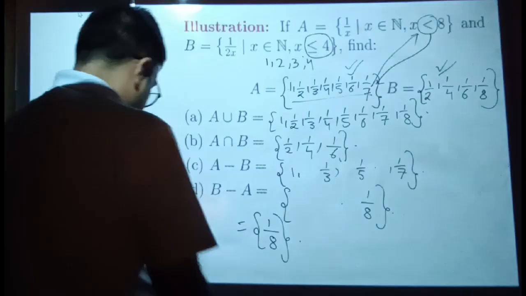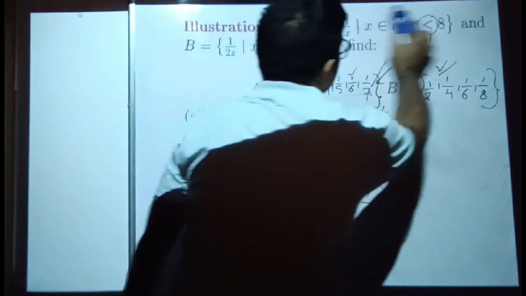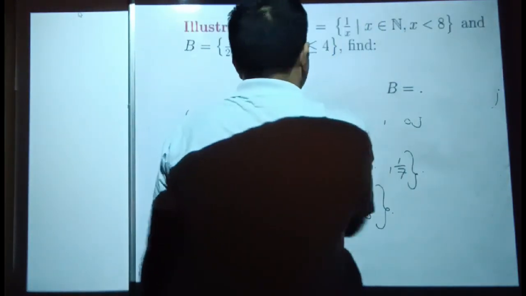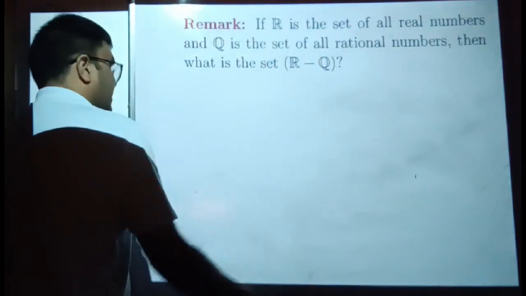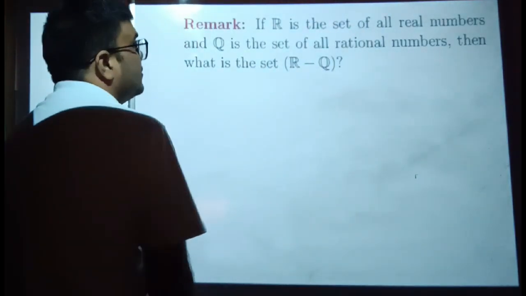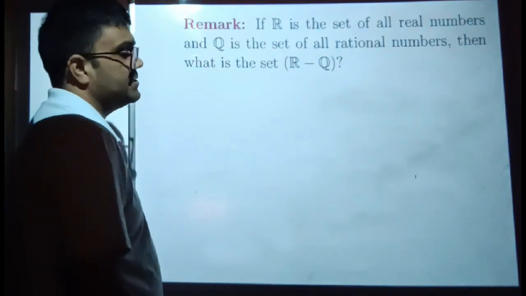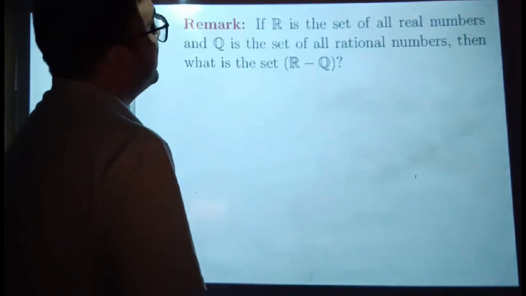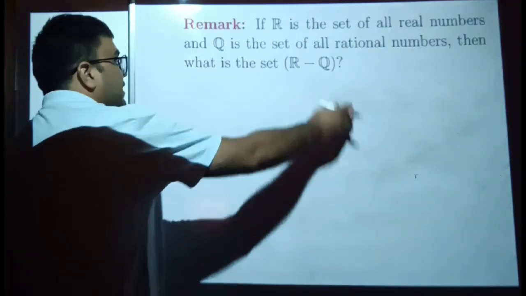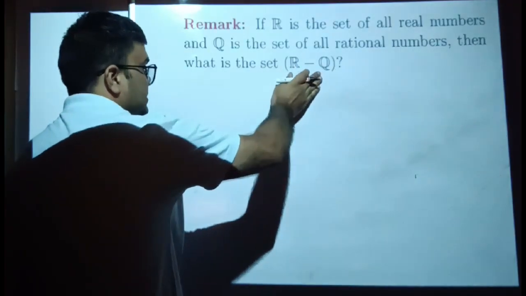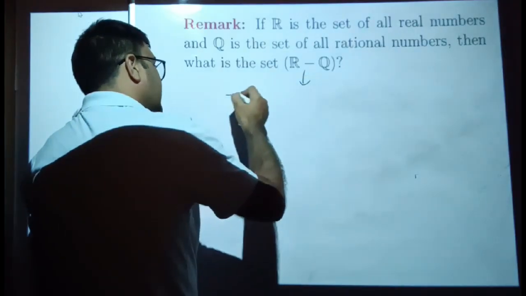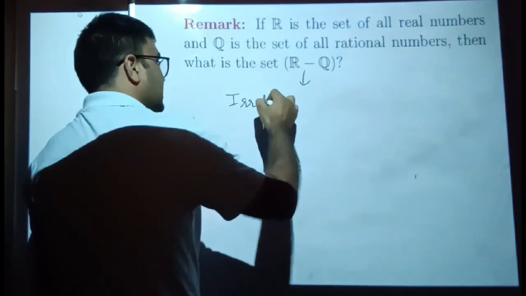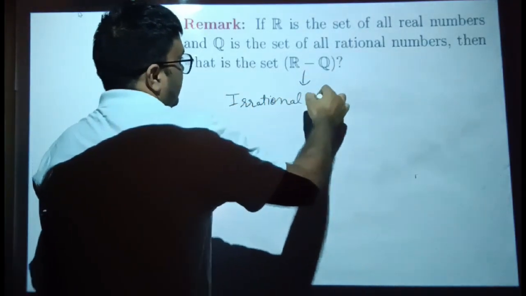Next is an interesting set we are going to talk about. If R is the set of real numbers and Q is the set of rational numbers, what is R minus Q? We are removing all the rational numbers from real numbers. What we will be left with is irrational numbers.